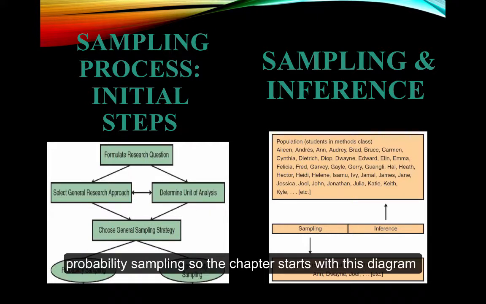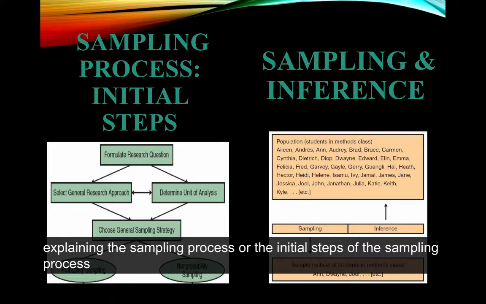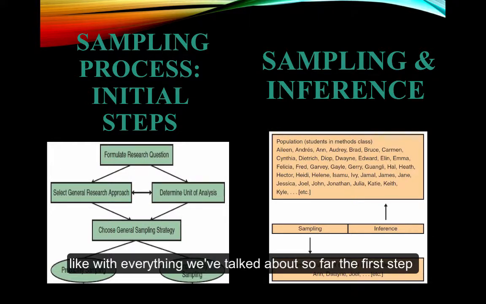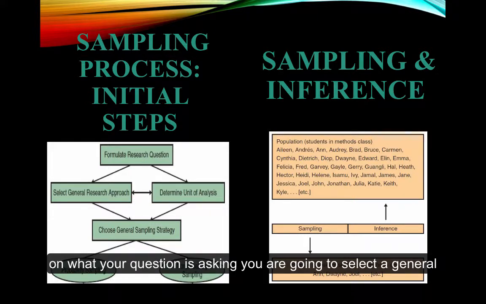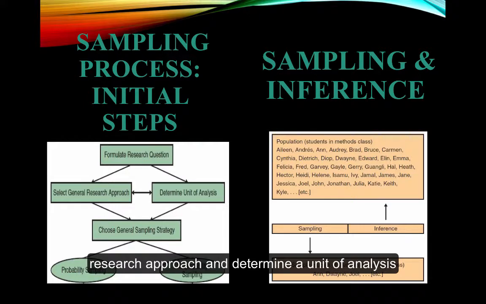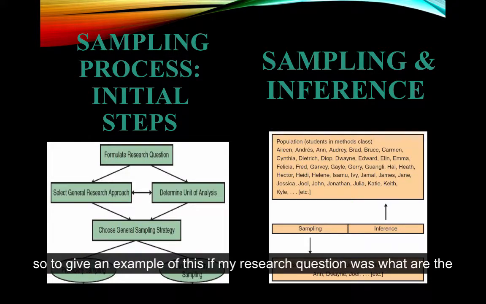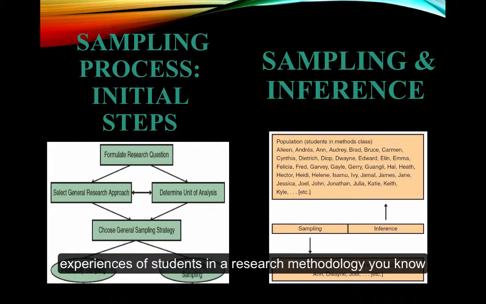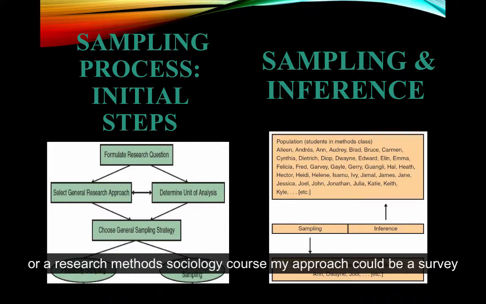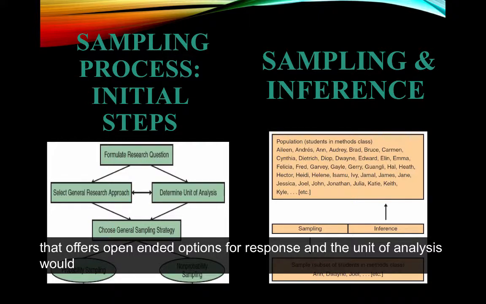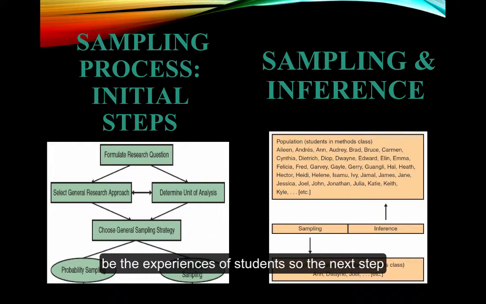So the chapter starts with this diagram explaining the sampling process, or the initial steps of the sampling process. Like with everything we've talked about so far, the first step is formulating a research question. So depending on what your question is asking, you're going to select a general research approach and determine a unit of analysis. To give an example of this, if my research question was, what are the experiences of students in a research methods sociology course, my approach could be a survey that offers open-ended options for response, and the unit of analysis would be the experiences of students.